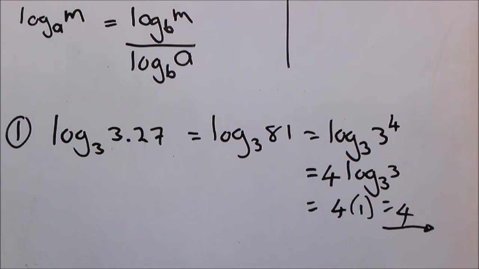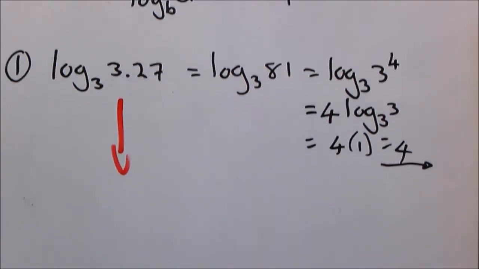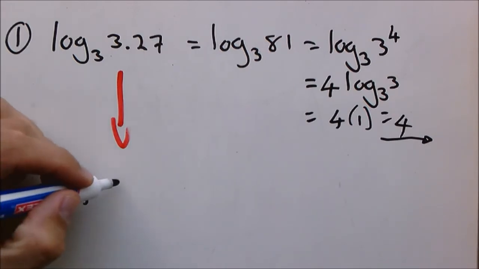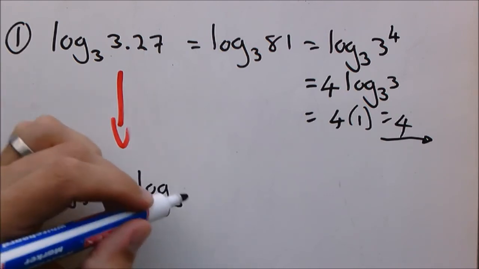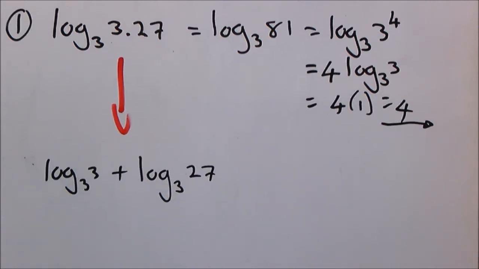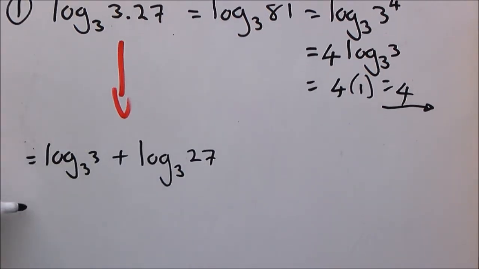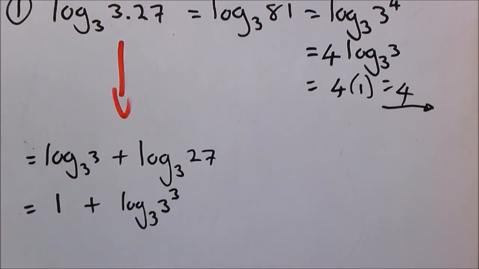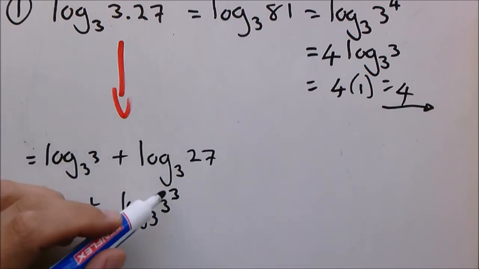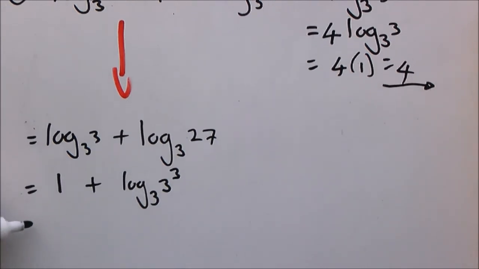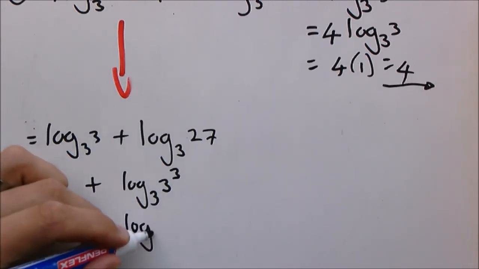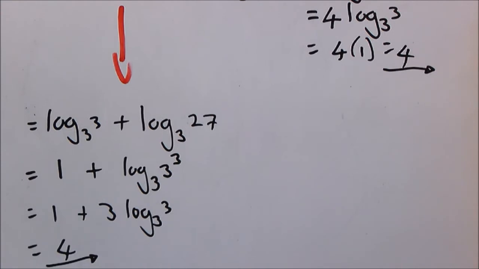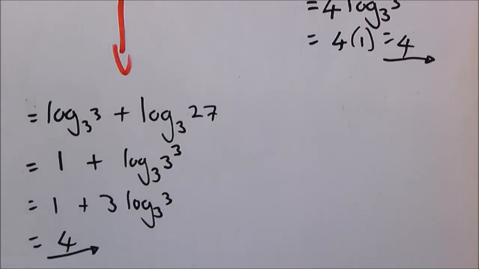Let's do the other one, just for the fun of it, so that you can see it works out perfectly. So we have log base 3 of 3 plus log base 3 of 27. Log base 3 of 3 is already equal to 1. Then you have log base 3 of 3 to the power of 3, because 3 to the power of 3 is equal to 27. That 3 can go to the front. And then we'll have 1 plus 3 times log base 3 of 3, which is 1 plus 3, equal to 4. So even if we do it in another way, it still works out perfectly fine.